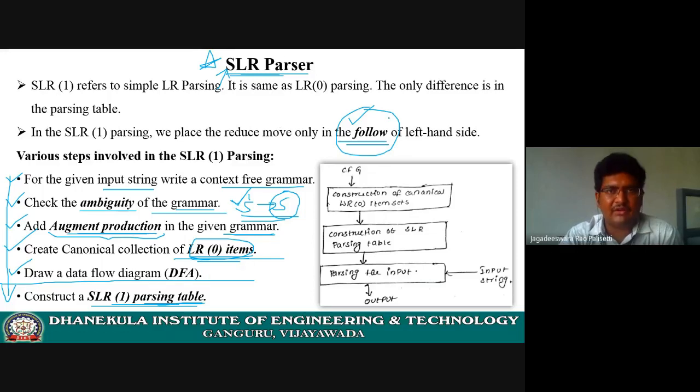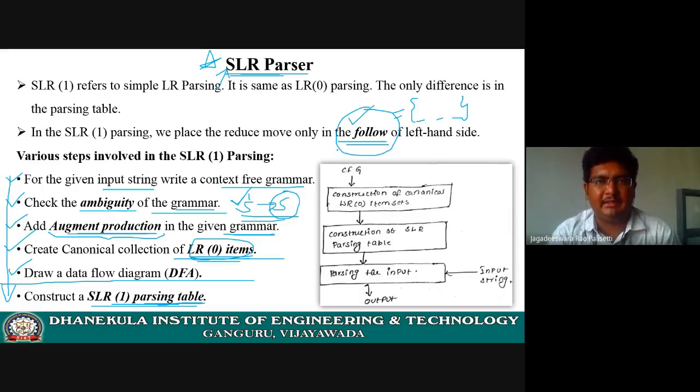What is the follow function? It will give us some set of terminals. So whatever terminals the follow function gives, only at the respective columns do we need to write our R3 or R2 or R1, not in each and every column. In that way, there may be a chance of avoiding the conflicts. Anyhow, I will explain when we get to that part. No problem.